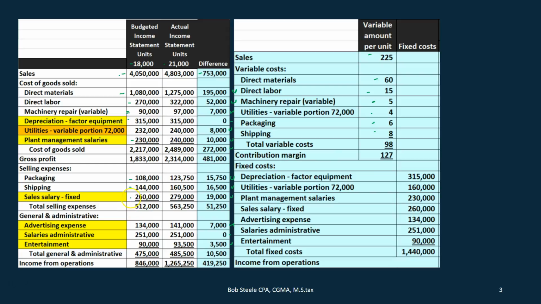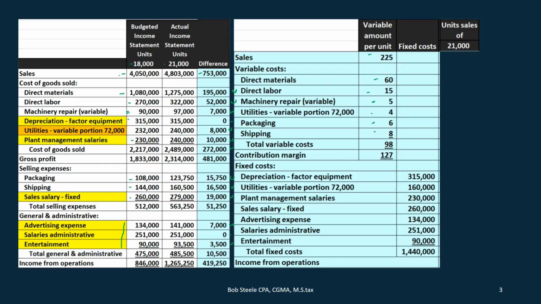And then the salaries, that's going to be fixed. It's a salary, so that's going to be in the fixed areas over here. And then we've got the advertising, the salaries again, and the entertainment, all fixed costs, so those are going to be down here. So we've got all of our costs accounted for. We put the variable cost per unit. We kept the fixed cost fixed.